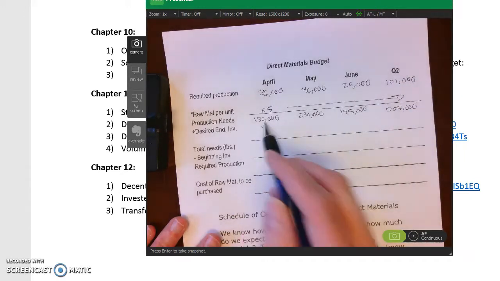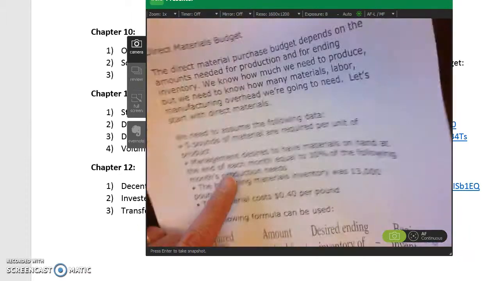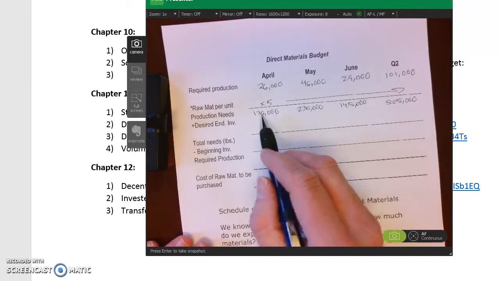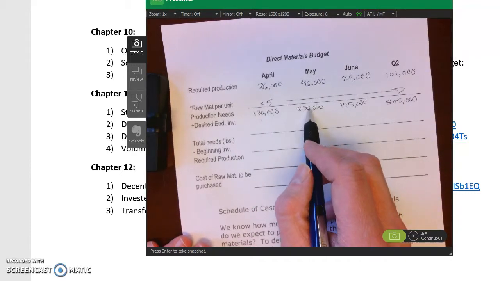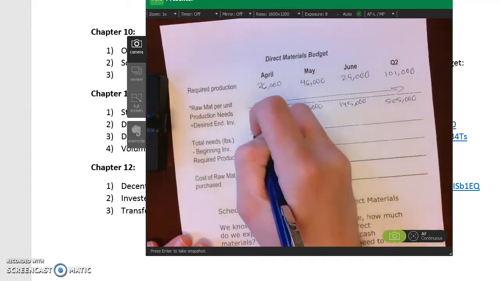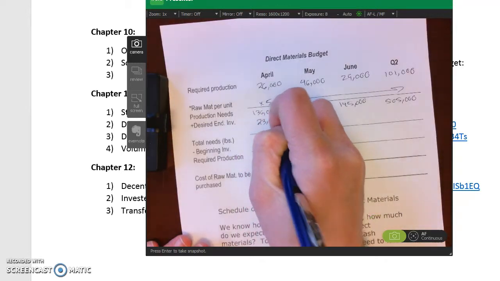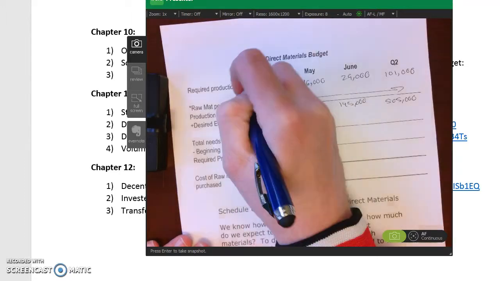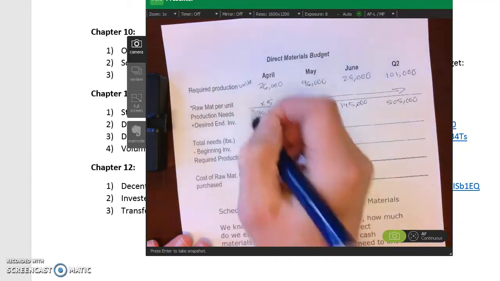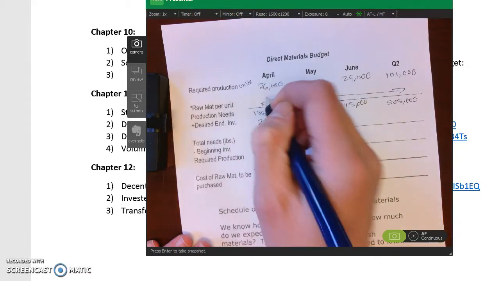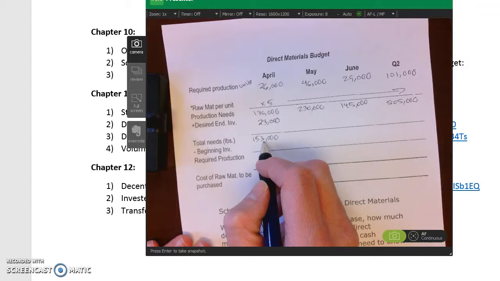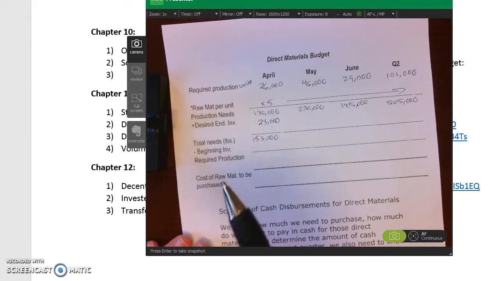My desired ending inventory: it says I want to have 10% of the next month's production needs. The next month for April is May, and the production needs for May are 230,000. I want 10% of that, 23,000. So that means my total needs, and this is in pounds, right? This is units, and then I multiply it times 5 pounds per unit. This is pounds, this is pounds, this is pounds. I don't mean pounds of currency, as in England. I mean pounds of raw material.